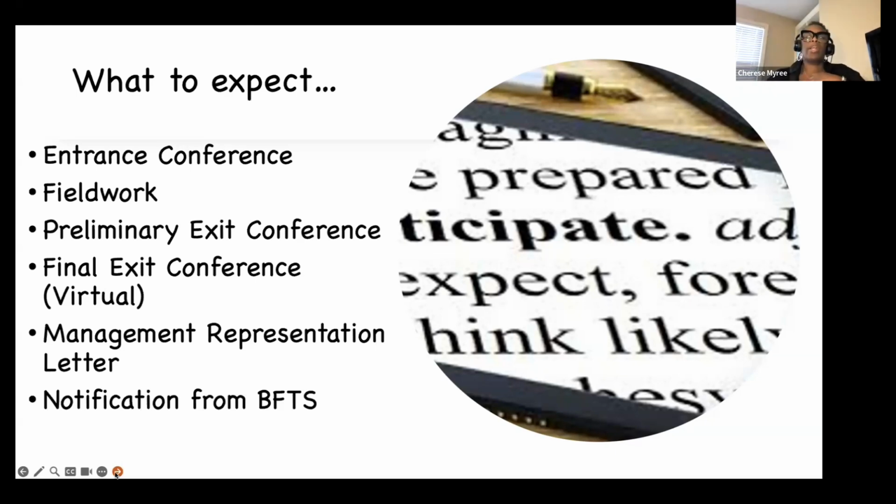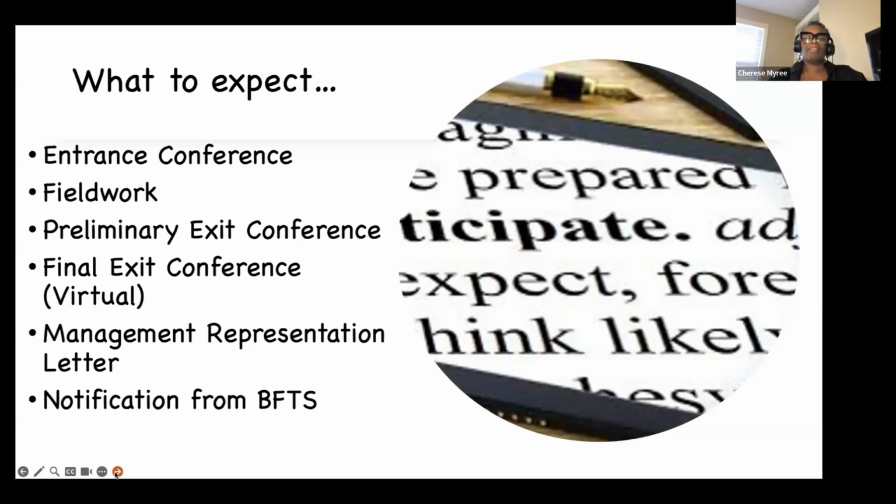We're going to ask you to provide us with a management representation letter. That's a letter from your organization to our firm that says you've disclosed everything as it relates to your operation of pre-K to us, the auditors, as of the date that we did the review. And then you'll get a notification from Bright from the Start regarding the results of the review.